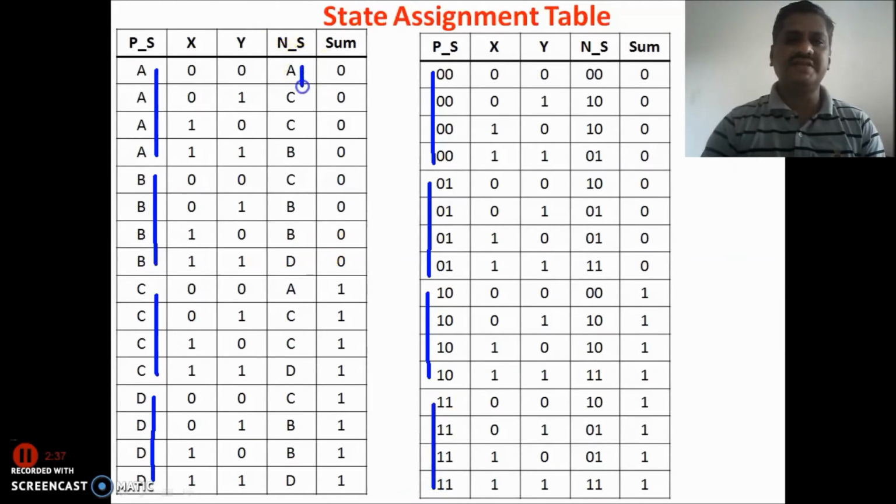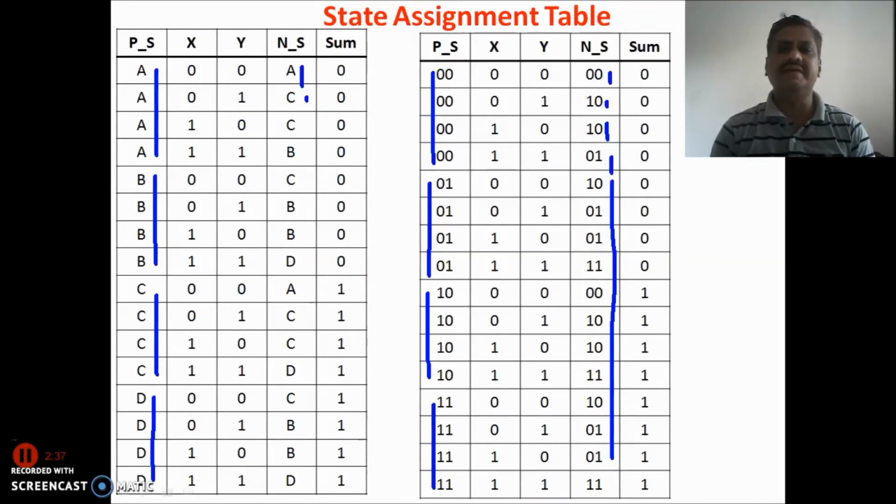Then here A state will become 0 0, C will become 1 0, B will become 0 1, and so on. We will give the numbers, and the remaining everything remains the same. It means we are giving the binary numbers.